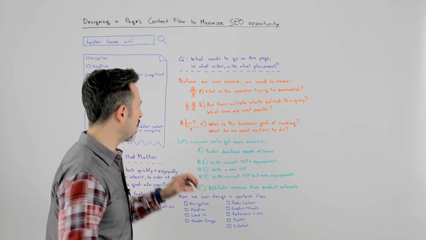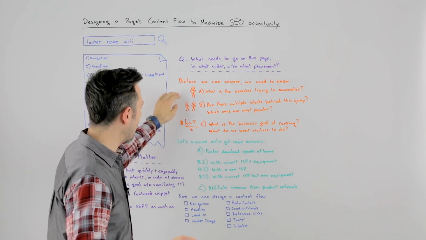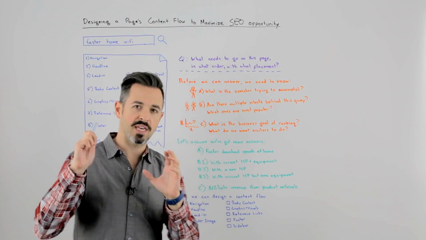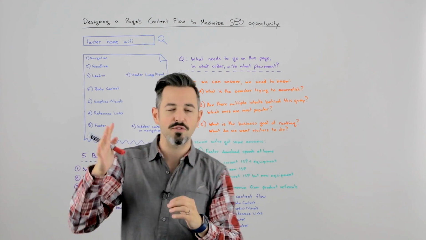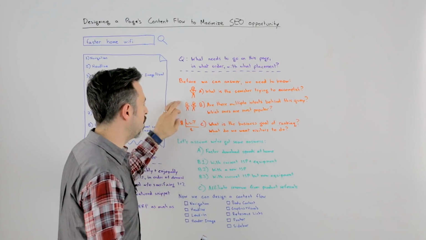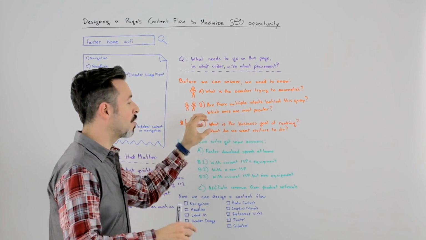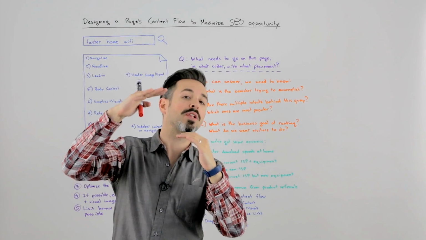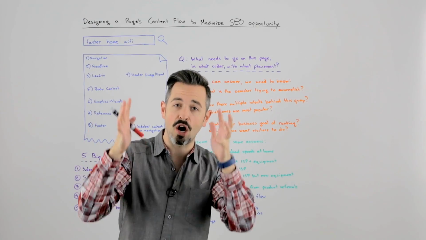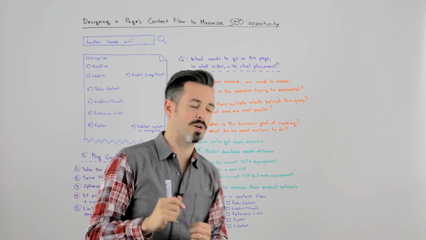But if we want to answer this question, we actually have to ask some other ones. We need answers to at least these three. First off, what is the searcher in this case trying to accomplish? When they enter faster home Wi-Fi, what's the task that they want to get done? B, are there multiple intents behind this query? And which ones are most popular? What's the popularity of those intents in what order? We need to know that so that we can design our flow around the most common ones first and the secondary and tertiary ones next.